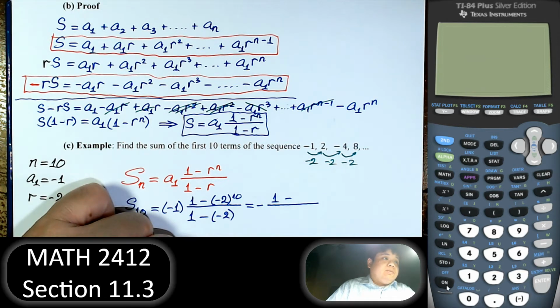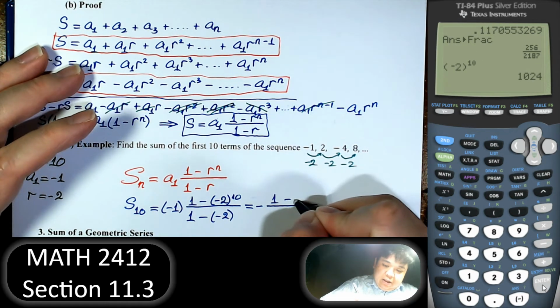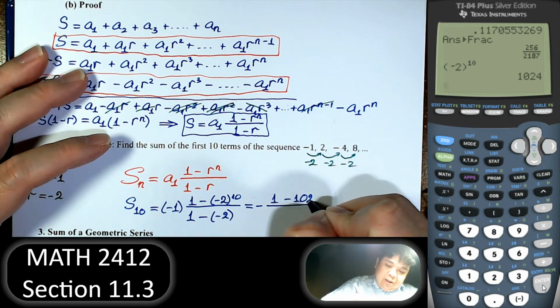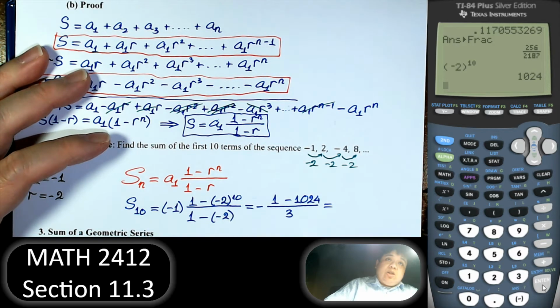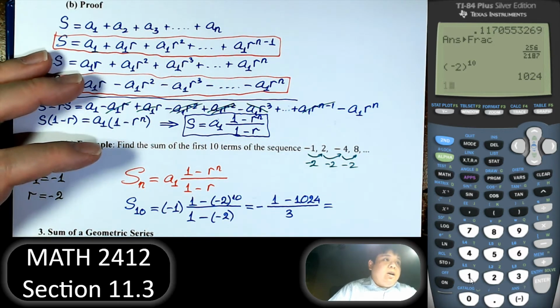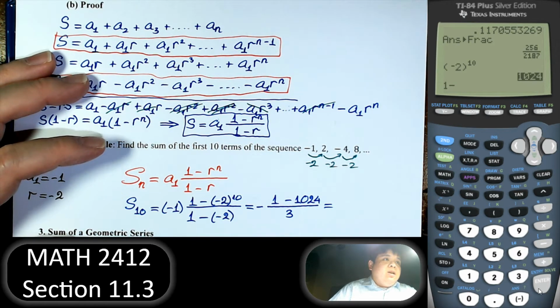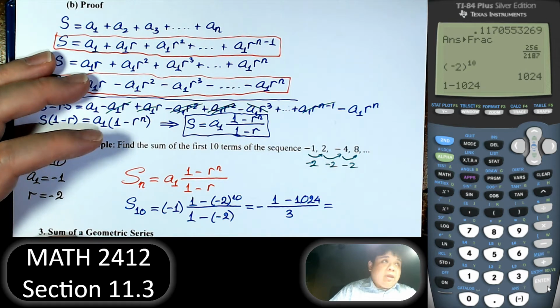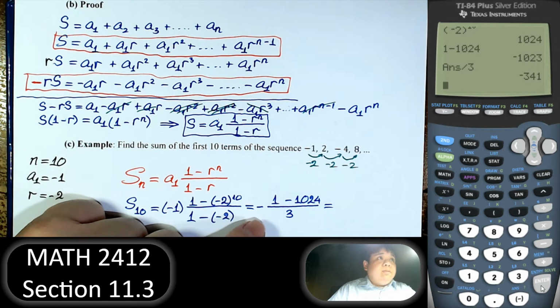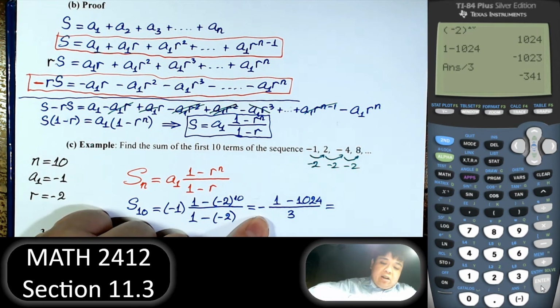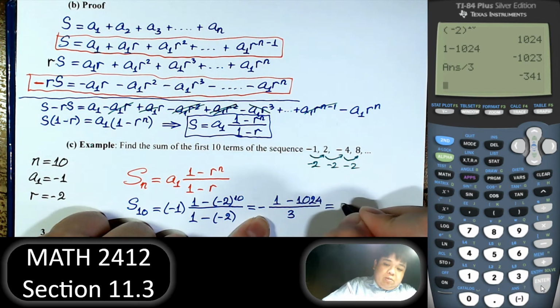Make sure you put that negative in the parentheses. Negative 2 to the 10 is going to be positive. One minus negative 2, so that's 3. So we have 1 minus that, divided by 3, and throw in the negative sign. So that's going to be positive 341.